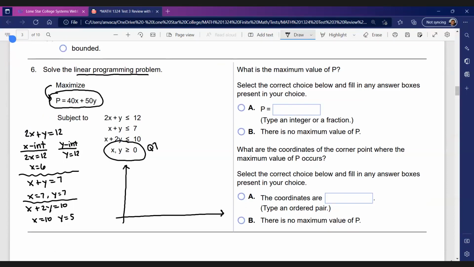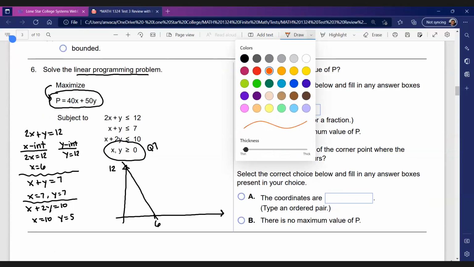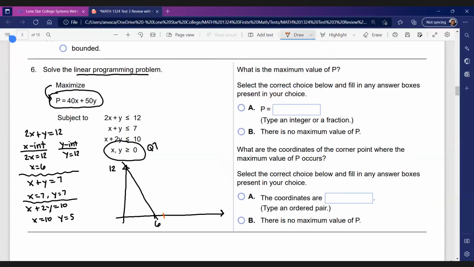And here we go. Maybe we can use some colors. So let's see. We have 6. I'm going to say that this is 6. Oh, so my graph is going to be, and let's say that this is 12. And so there is one boundary line. And then I'm going to use a different color now where I need 7 and 7. So I'm going to say that that's 7. I'm going to say that that's 7 somewhere there. Oops. Oh, notice that they intersected at some area there. Okay, so I'm going to have to find that point of intersection. And then we have 10, 5.